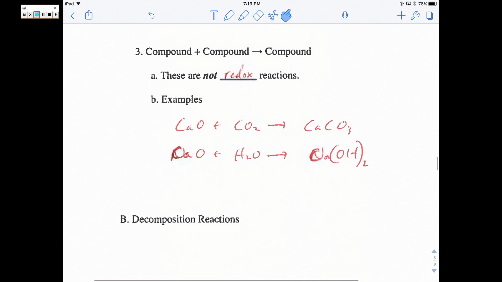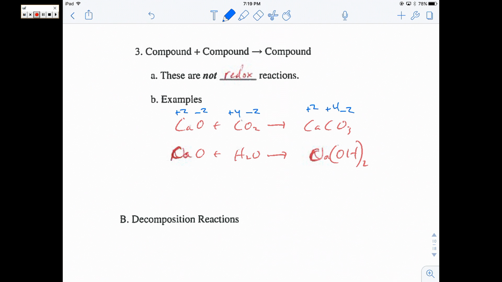Scrolling down, third type of synthesis reaction, compound plus compound makes another compound. These are never going to be redox reactions. We look here, calcium oxide, we've got +2, -2. Carbon dioxide, oxygen's a -2, leaving carbon with a +4, makes calcium carbonate. Now if oxygen's a -2, that's a total of -6. Calcium's a +2, that still leaves carbon as a +4.